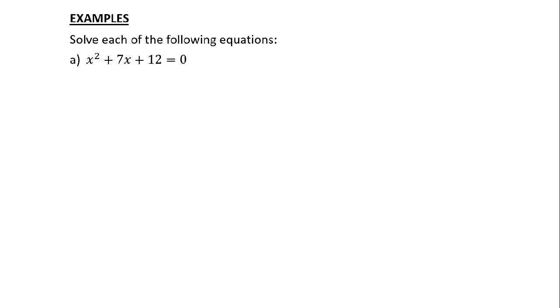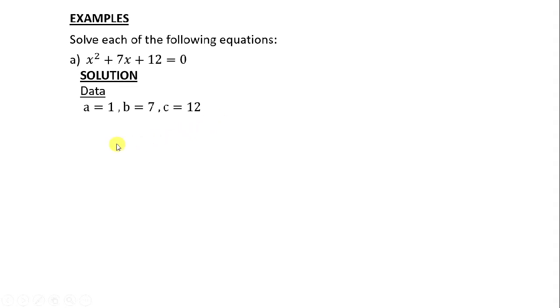Example 1, we solve the equation x squared plus 7x plus 12 equal to 0. Before we do that, first we have to get some data. What is our a? a is the coefficient of x squared, which is 1. What is our b? Our b is the coefficient of x, which is 7. And our c is the constant, which is 12. So our a is 1, our b is 7, and our c is 12.